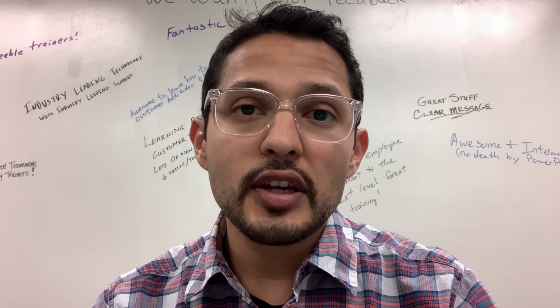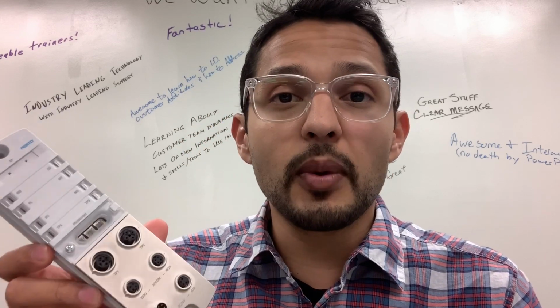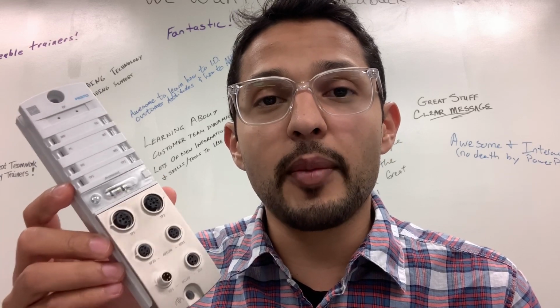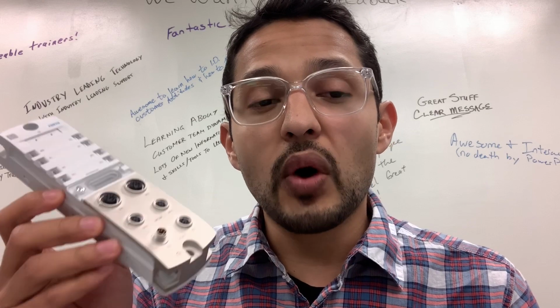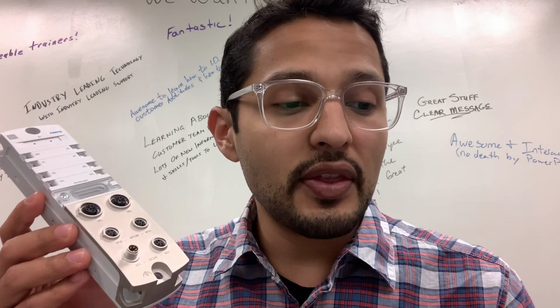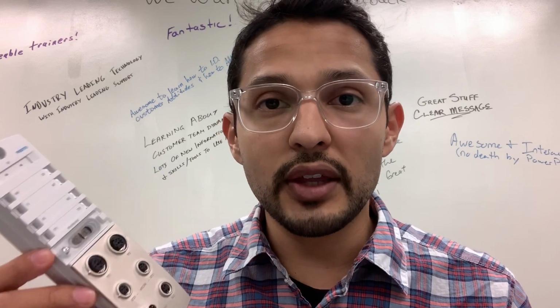The reason why I asked for his help is because I was working on setting up this module. This is an Ethernet AP module for the CPX-AP-I product family from Festo. So I was setting this up in the Studio 5000 software from Rockwell Automation, and I wanted to get some tips and hints from him on different approaches on how to set this up.